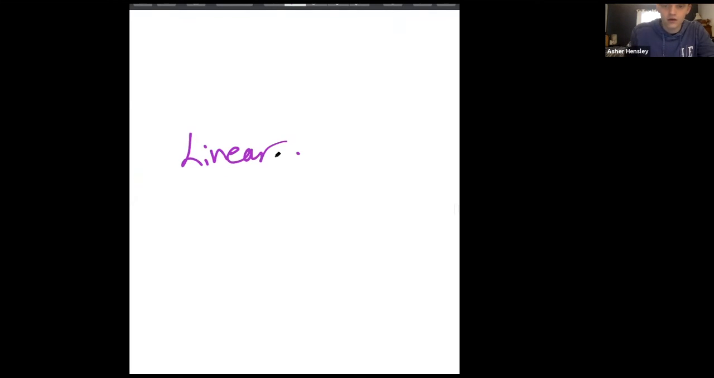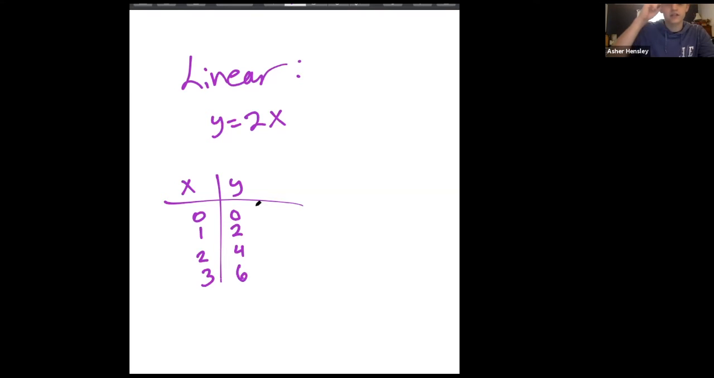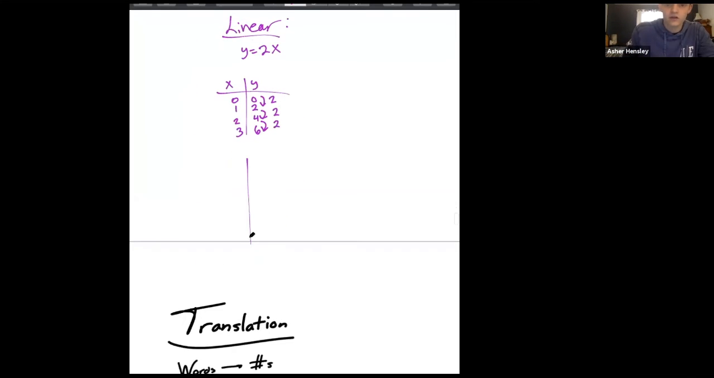Let's say we have something like y equals 2x. If we made an XY chart, we'd have 0, 1, 2, 3 over here, and over here we'd have 0, 2, 4, 6. Right off the bat, we can tell this is linear because every time we increase the x by 1, our y increases by the same amount, 2. So it's increasing the same amount. That means it's linear, and so our graph is going to look something like just a straight old line.